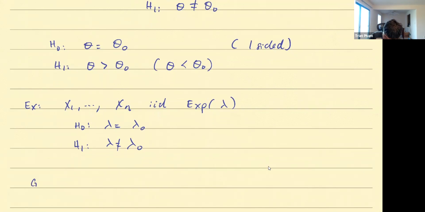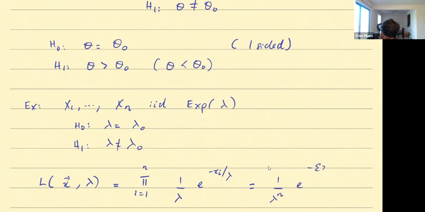The generalized likelihood ratio would be, first, the likelihood function. The likelihood function for a value lambda would be the product of 1 over lambda e to the minus xi over lambda, for an exponential lambda. So that would be 1 over lambda raised to the n, e to the minus sum of xi over lambda.